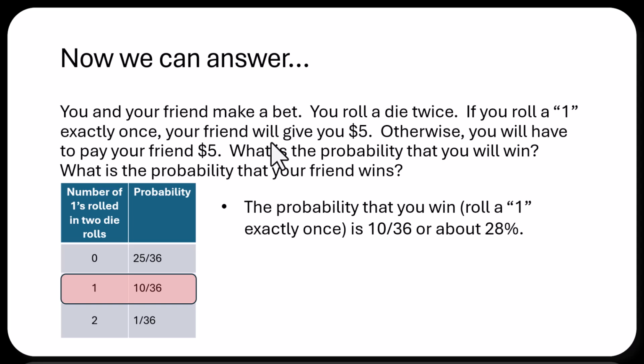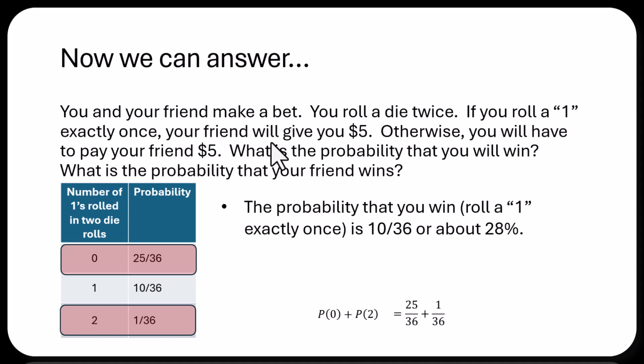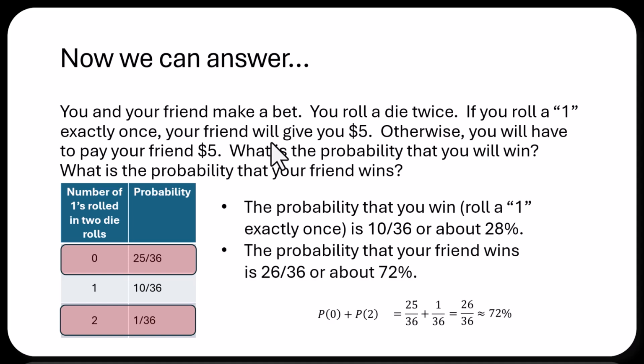But what about your friend? Well, your friend wins if you roll a 1 either 0 times or 2 times. So to find that probability, we just have to add the probability of each event together. So we have 25 over 36 plus 1 over 36, which is 26 over 36, or about 72%.